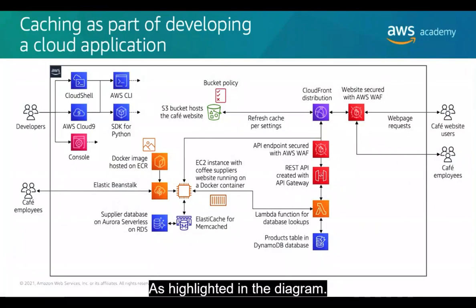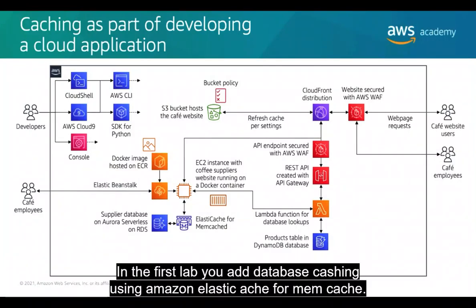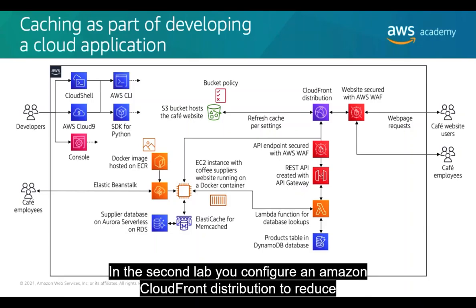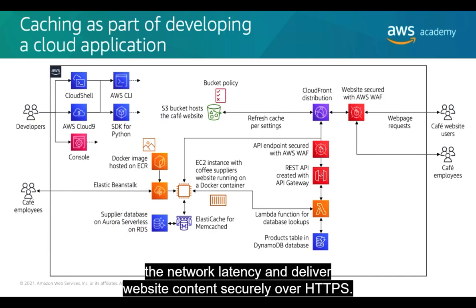As highlighted in the diagram, in the first lab, you add database caching using Amazon Elasticache for Memcached. In the second lab, you configure an Amazon CloudFront distribution to reduce network latency and deliver website content securely over HTTPS.